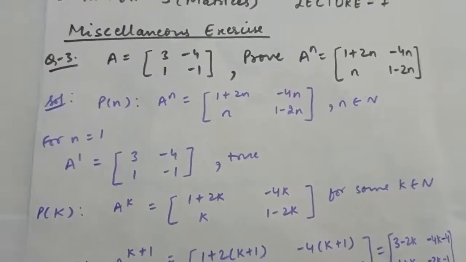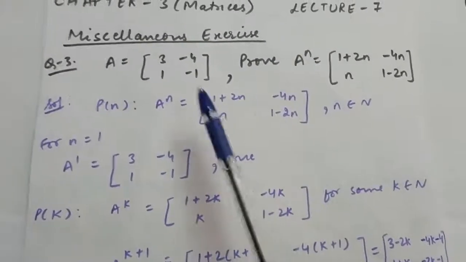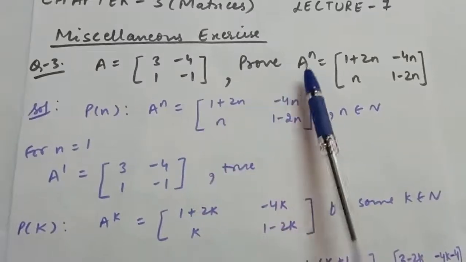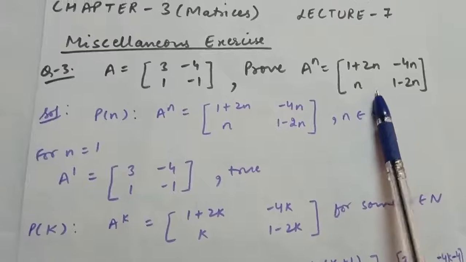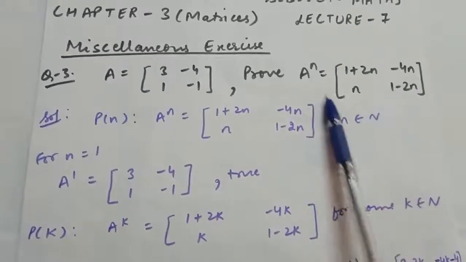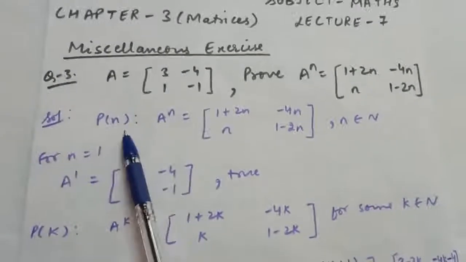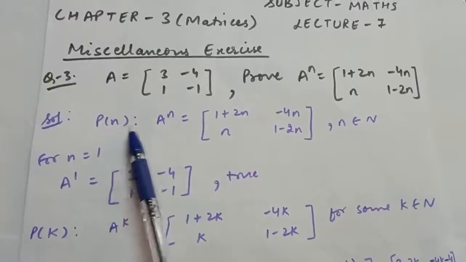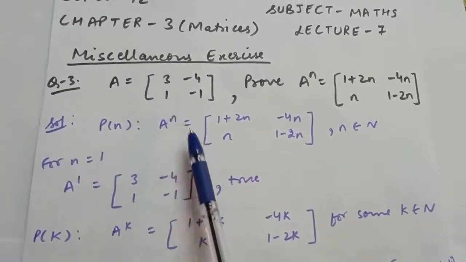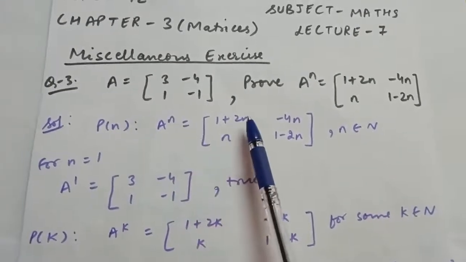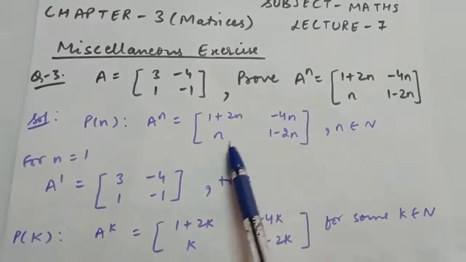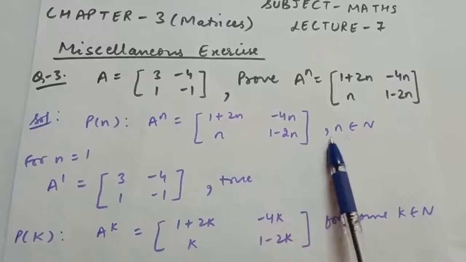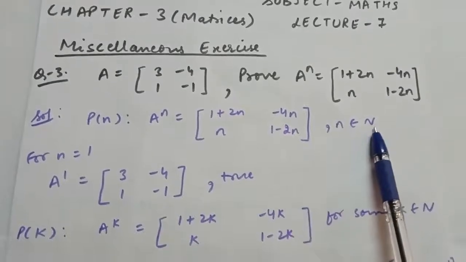So question number 3 is: A is the matrix given as this. Prove A raised to the power n is equal to this matrix. So first of all we will prove it by PMI. Let the given statement be Pn, that A raised to the power n is equal to 1 plus 2n, minus 4n, n, 1 minus 2n, where n belongs to the natural numbers.